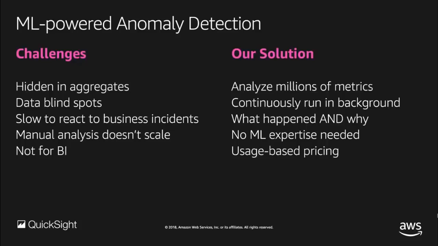So we can continuously analyze across billions of data points and millions of metrics without users having to manually slice and dice their data or drill in several levels deep to spot the unexpected trends and outliers. And not only that, but QuickSight helps you understand not just what happened, what anomalies occurred, but also why they occurred so that you can take effective actions.